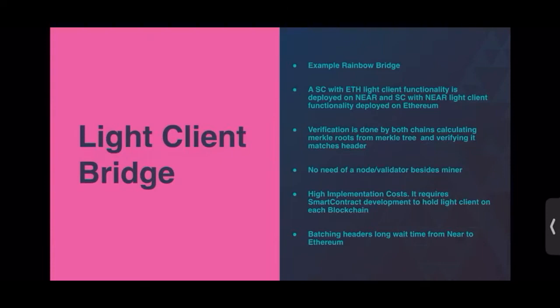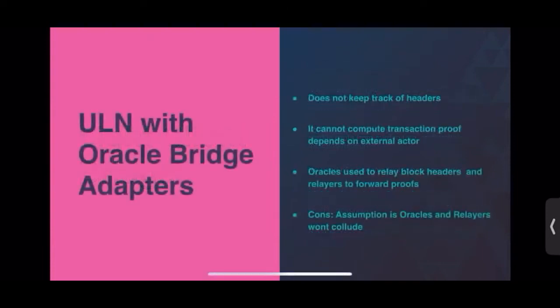Now, there's another way to bridge this as well. It's called ultralight nodes with Oracle bridge adapters. It does not keep track of headers. It cannot compute transaction proofs. It depends on the external actor. And the oracles there are used to relay block headers and relayers to forward proofs. The con there is the assumption in oracles and relayers that they won't collude. You're hopeful that that will happen.